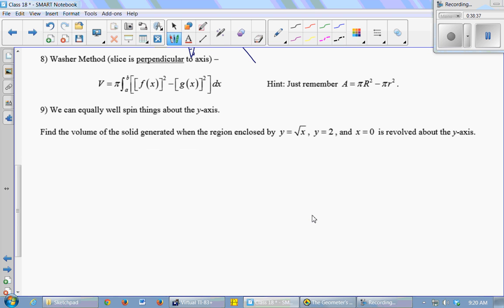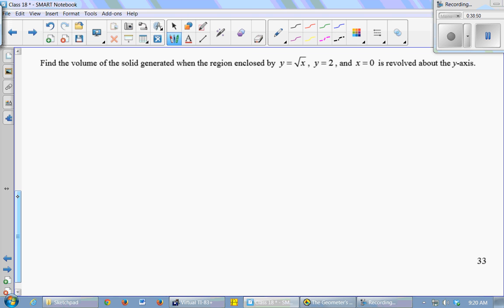All right. So we can equally well spin things around vertical axes of revolution instead of horizontal. So I can spin things around, say, the y-axis. I could find the volume of the solid generated when we take this same region under square root x between 0 and 2 and revolve it around the y-axis. Actually, it's not the same region. Sorry, I'll draw it.